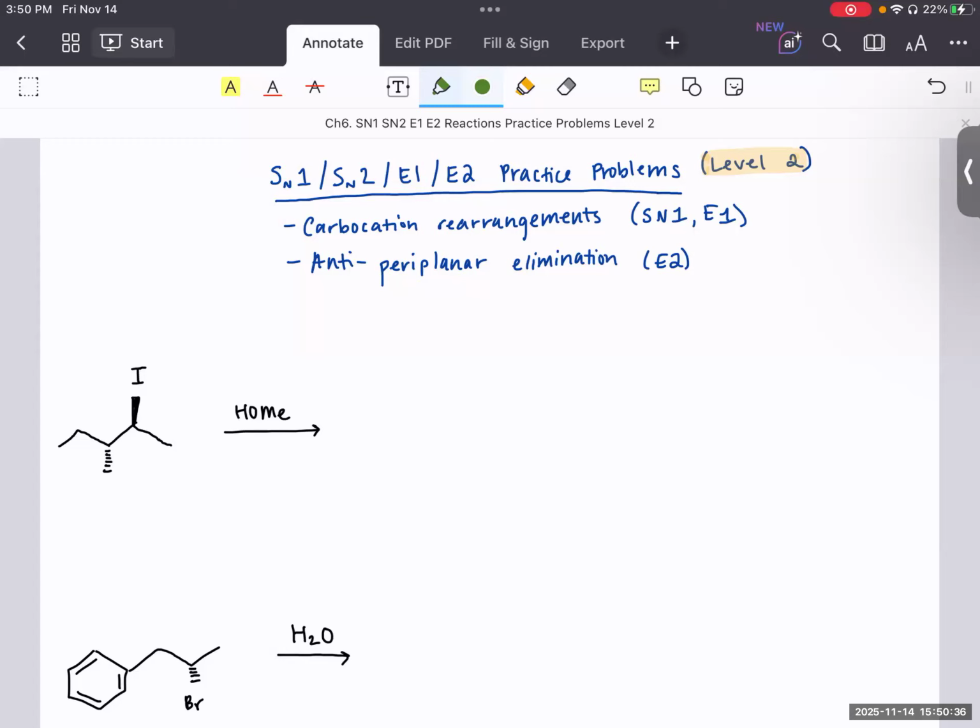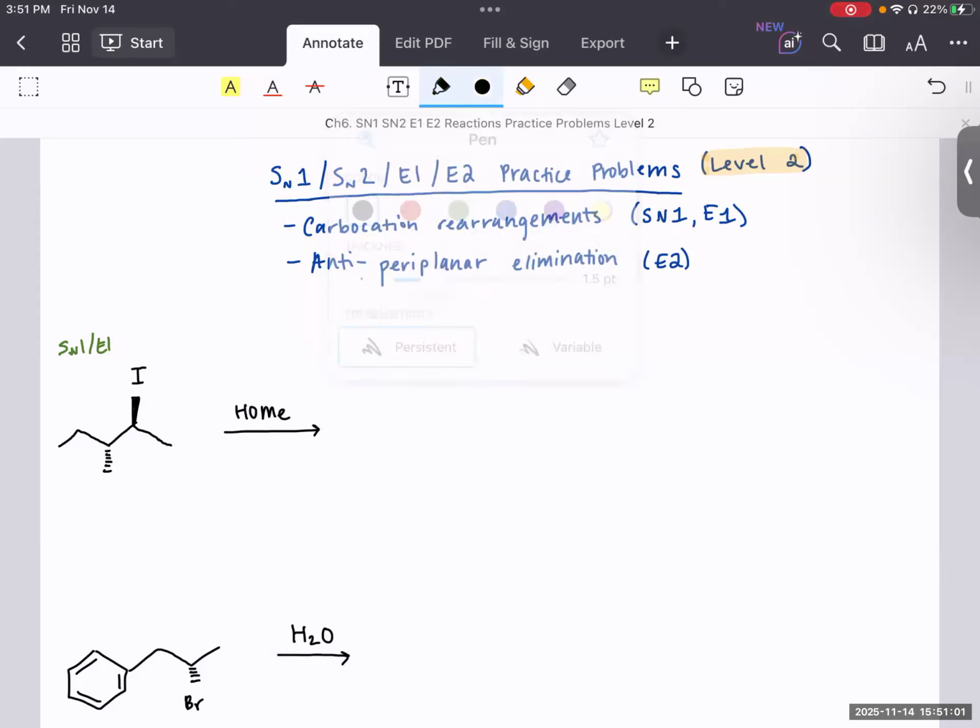All right, so for these problems, I'm going to skip how we determine what type of reaction it'll be, and I'll just label what type of reaction we'll get. And then we'll go from there. And the first couple are going to be those carbocation ones, and then the last part is going to be those E2 eliminations. All right, so for this first one, we know that this is going to be SN1 or E1, mostly because we have a weak nucleophile here.